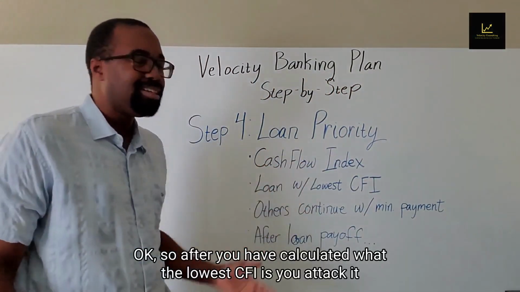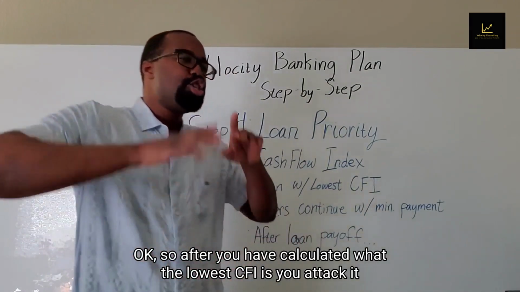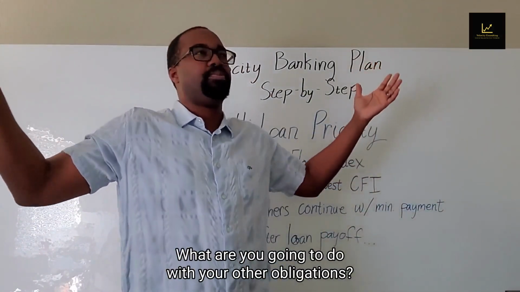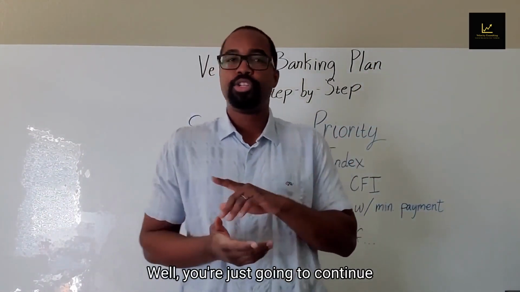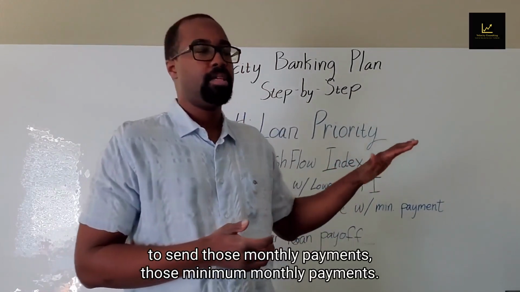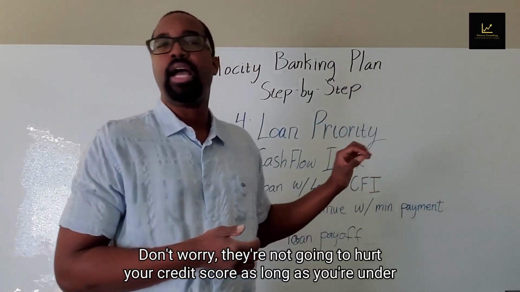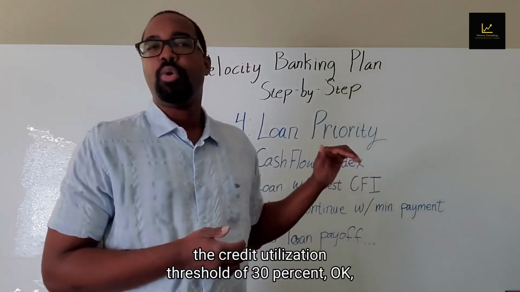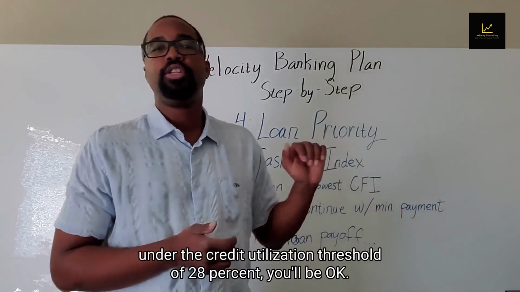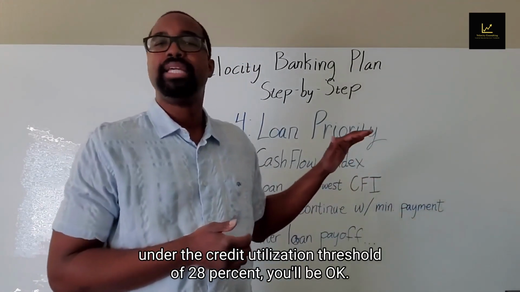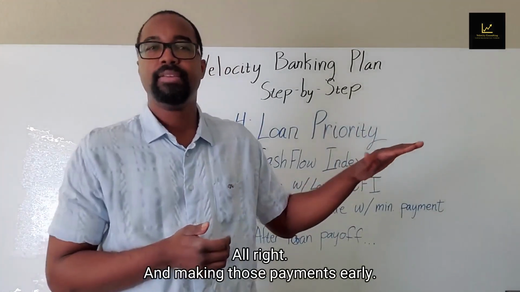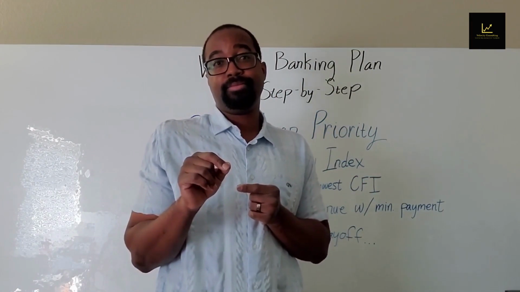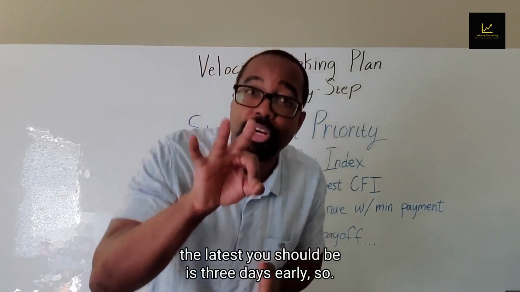So after you have calculated what the lowest CFI is, you attack it with the chunking principle. But what are you going to do with the other loans? What are you going to do with your other obligations? Well, you're just going to continue to send those minimum monthly payments. Don't worry, they're not going to hurt your credit score as long as you're under the credit utilization threshold of 30%. Under the credit utilization threshold of 28%, you'll be okay. And make those payments early. The latest you should be is 3 days early.